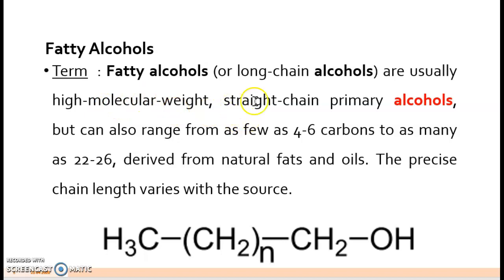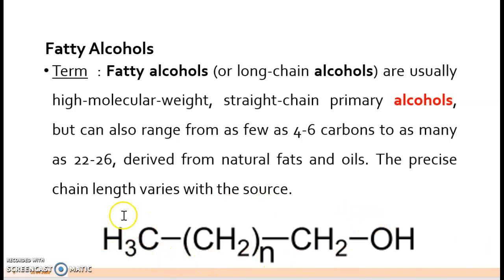The chain is a straight chain, which is saturated, but the alcohol can also range. So the number of carbon atoms can be few or many, as few as 4 to 6 carbons and as many as 22 to 26 carbons, which can be derived from natural fats and oils. The precise chain length varies with the source of your oil. So this is the general formula of your fatty alcohol.